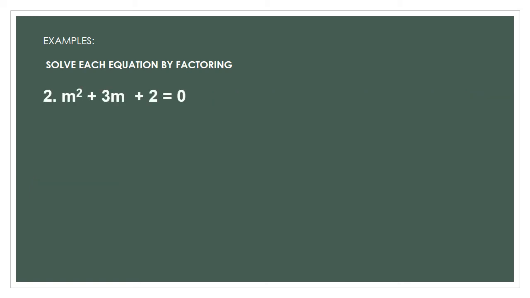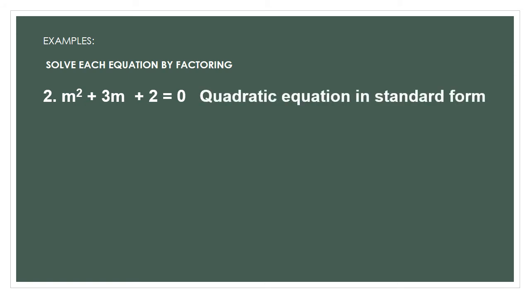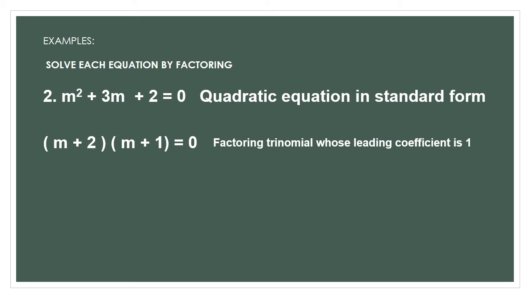Okay, another one we have: m squared plus 3m plus 2 equals 0. So, our given quadratic equation is written in standard form. So, we can now factor. Okay, so we can factor this quadratic equation using factoring trinomials whose leading coefficient is 1. So, we have quantity m plus 2 times quantity m plus 1 equals 0.